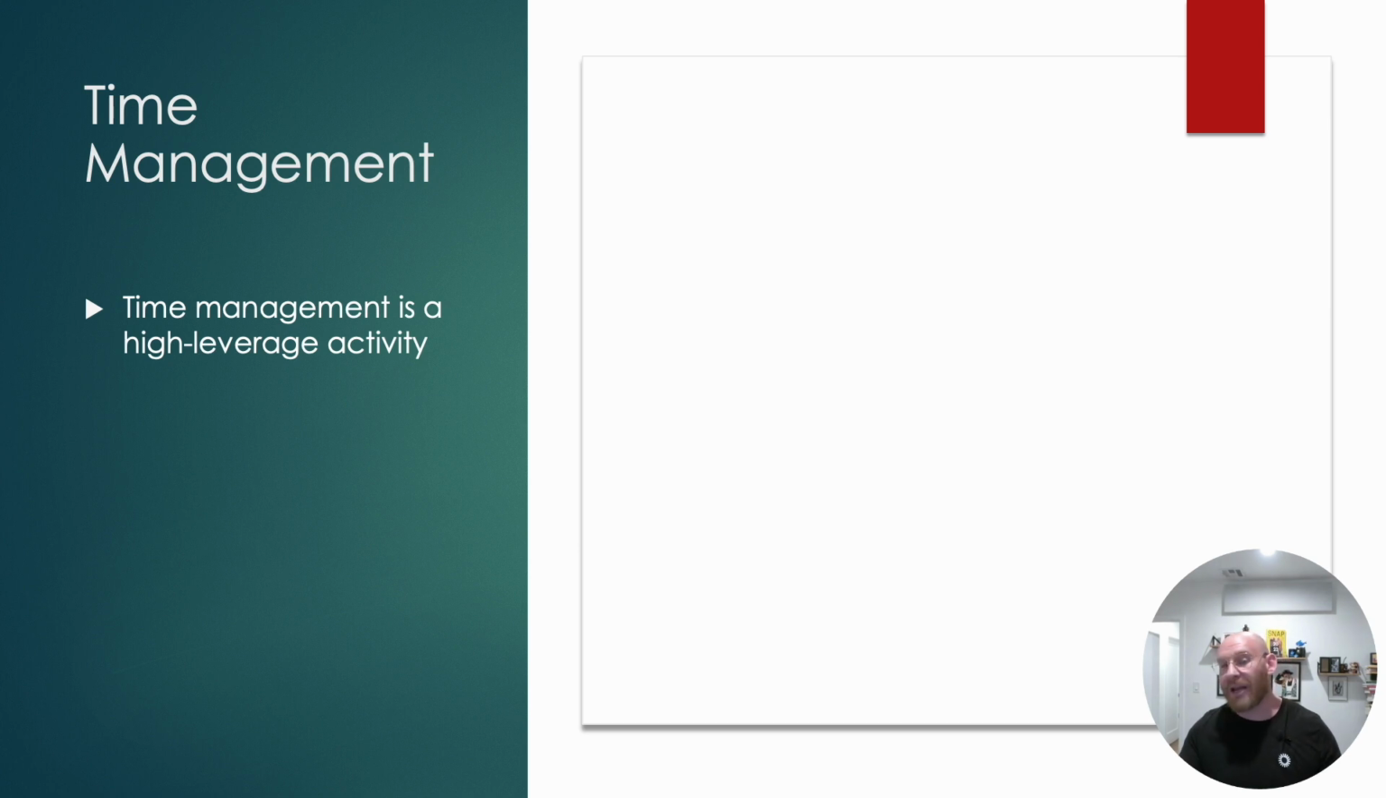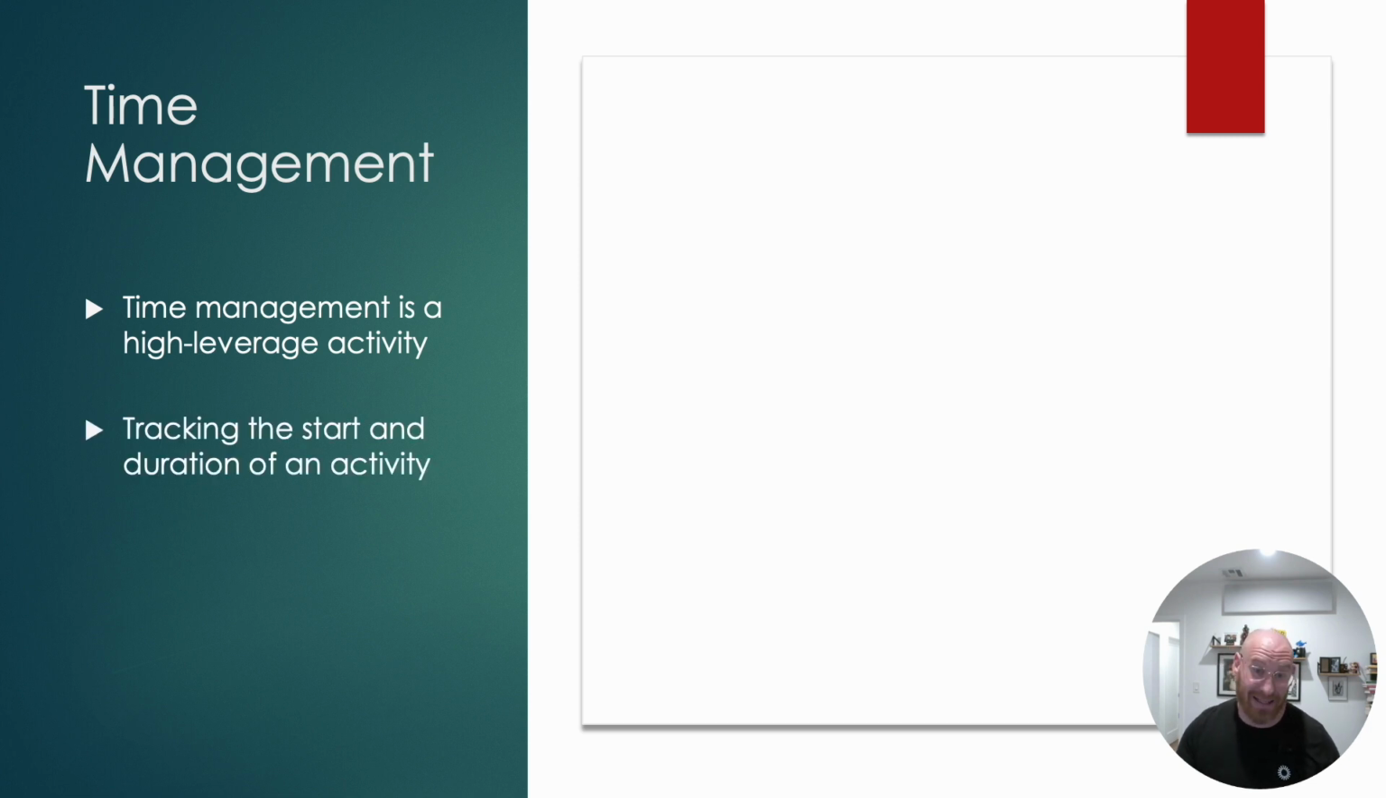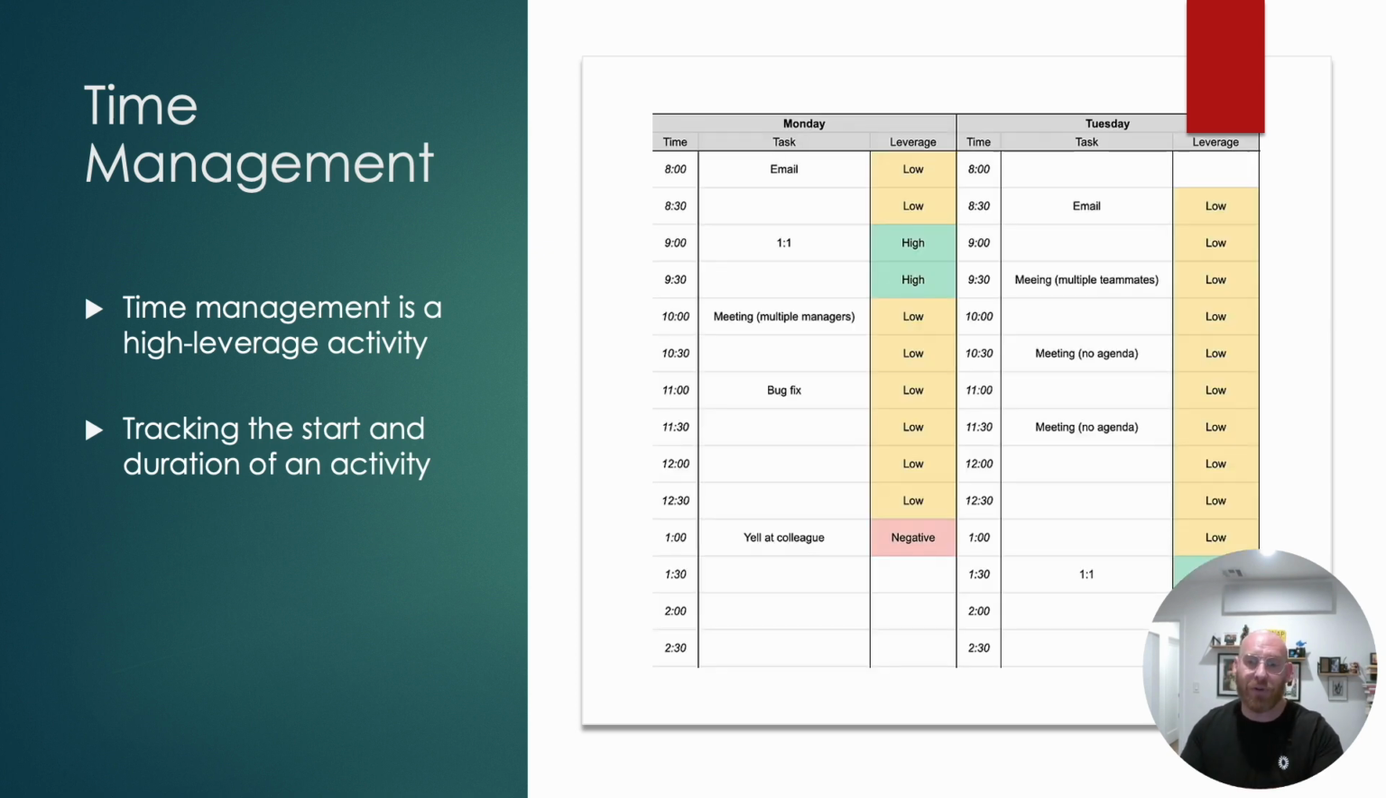You can determine how much of your time you're devoting to your high and low leverage activities by conducting a time audit. A time audit isn't easy. It takes dedication and diligence, but it can be a very worthwhile exercise. At a very basic level, a time audit is tracking the start and duration of an activity. You can create a spreadsheet with a heading for the day and a few columns for the time, task, and leverage, like this.